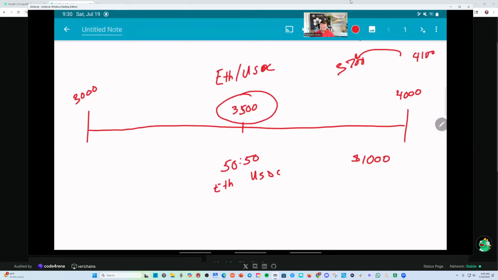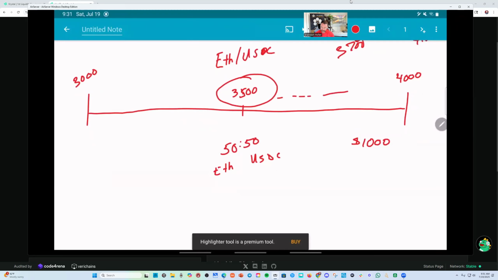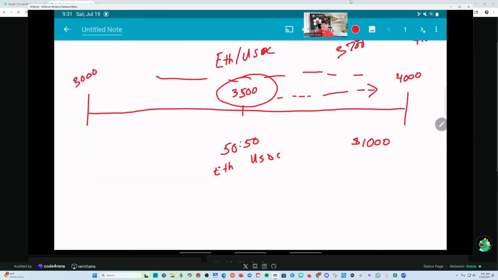Now, as the price fluctuates, it goes up here, it comes back down, it goes up again, it goes back and forth and back and forth. Okay, that's the chart. That's the chart doing its thing. Woo, nice chart.